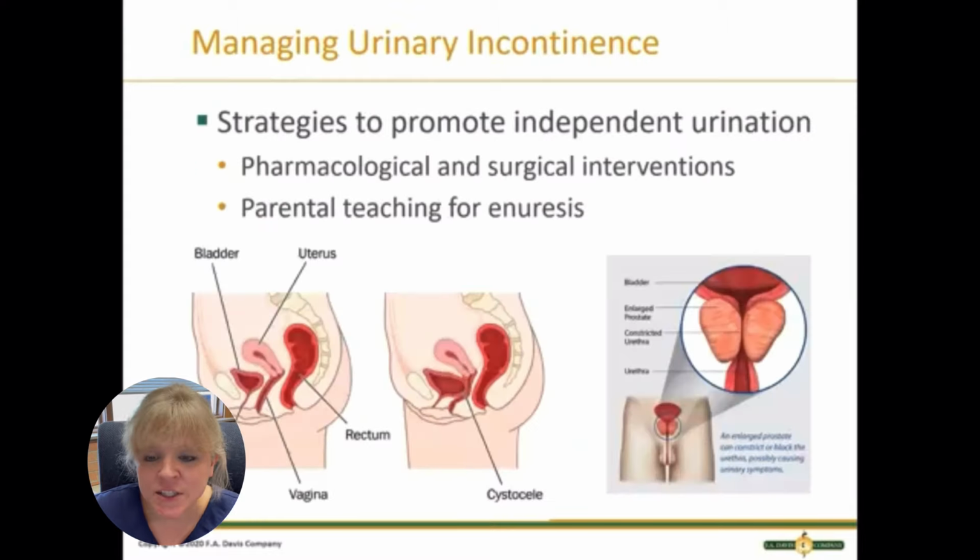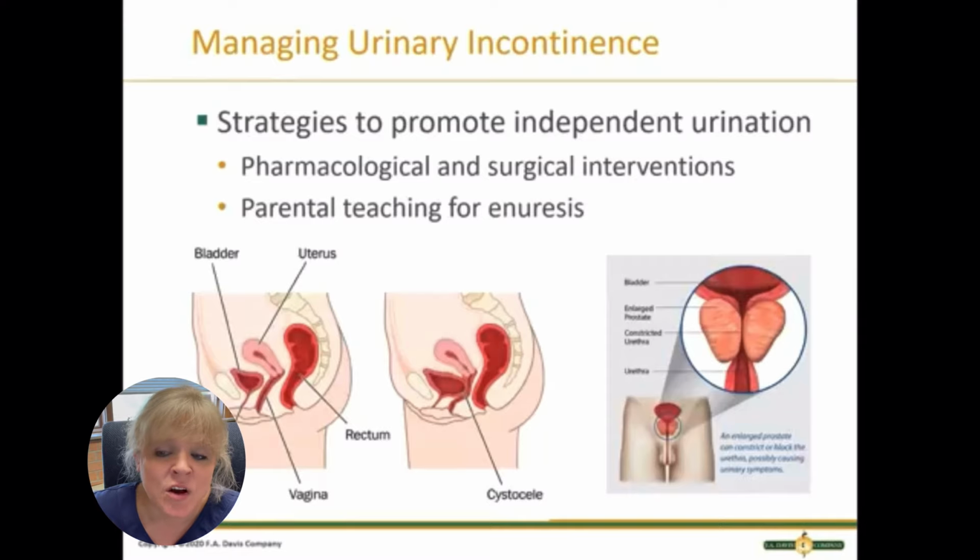So medical interventions, pharmacological interventions. Estrogen sometimes is prescribed for postmenopausal women that are incontinent, especially if that incontinence is secondary to atrophy in the vagina. So for urge incontinence, medication might be used to relax that detrusor muscle, and then also to increase bladder capacity. And some medications for that are anticholinergics, smooth muscle relaxants, antidepressants, calcium channel blockers. All those things can help relax the muscle and increase bladder capacity.